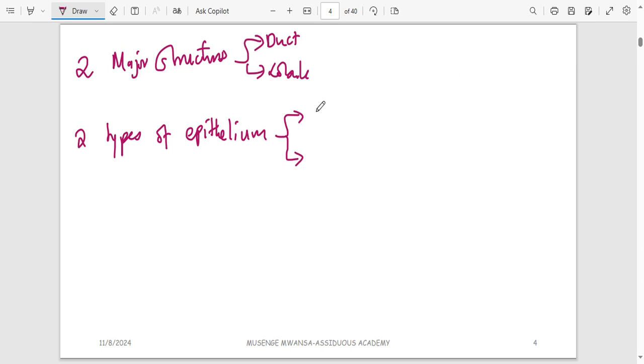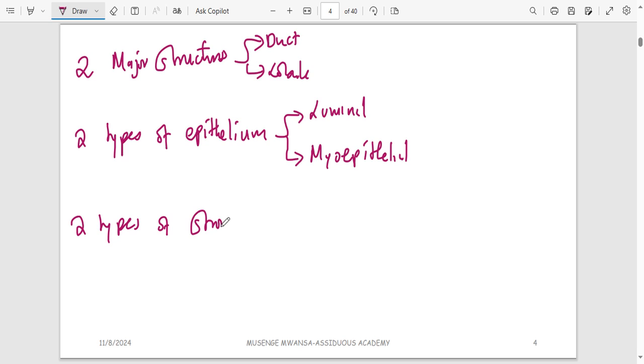So the types of epithelium, we have got the luminal epithelium, which is making up the lumen, and then we have got myoepithelium, which is basically a combination of epithelium and smooth muscles that will be helping to push the milk. And then we have got two types of stroma. We know stroma is basically supporting tissue.